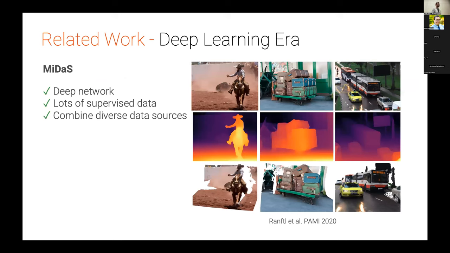And there's been amazing work in this space. Maybe even people here have worked on this problem. This is just one example method. This is Midas from a few years ago. It combines deep networks, lots of supervised data and diverse data sources. In their case, from movies, they were using stereo movies. They have pretty impressive results, and people have been building on this method. These are the building block of a lot of the examples I showed earlier on, like the image synthesis based pipelines.